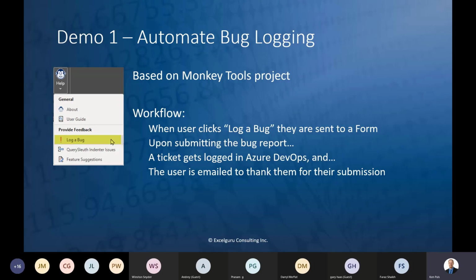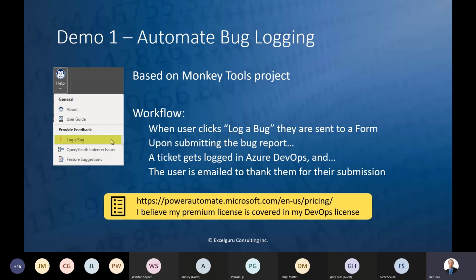One thing I do want to throw out here, just to let you know, is that the link for the Power Automate pricing is the top link on this one. I am going to be using an Azure DevOps connection, which is a premium connection. I have not yet, knock on wood, been charged for any of this, and I believe it's because I have an active DevOps license.